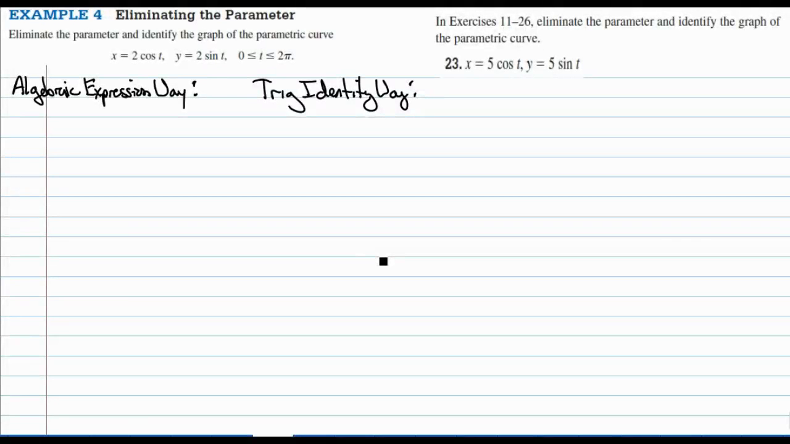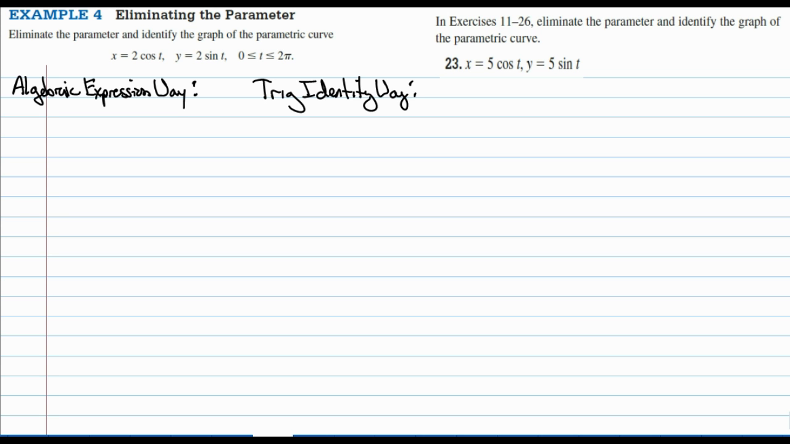This is the screencast for section 6.3, example 4. We're going to eliminate the parameter, yes, again, and identify the graph of the parametric curve. First of all, there are two ways that we're going to do this. One is the algebraic expression way, and the other one is the trig identity way.